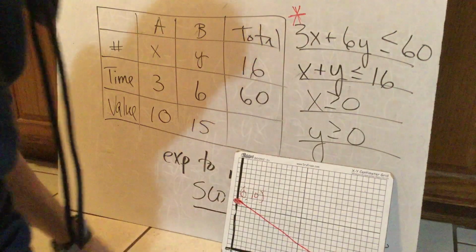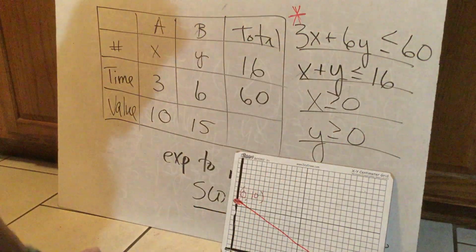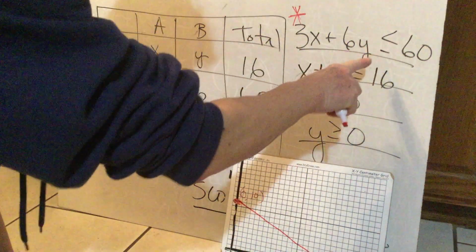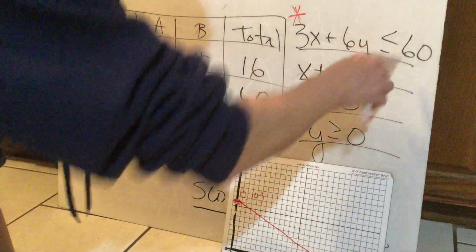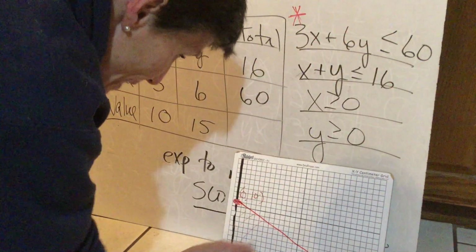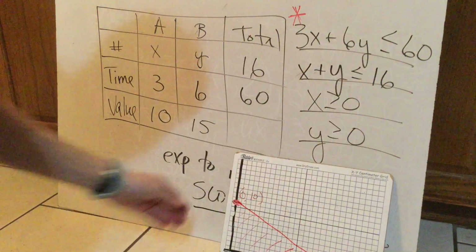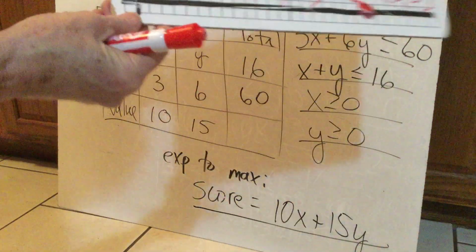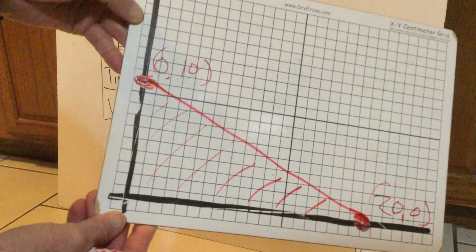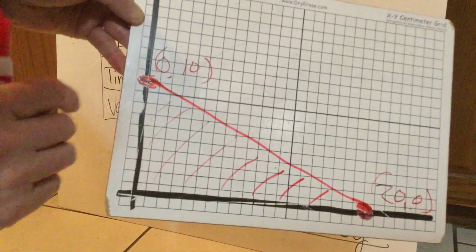Now notice that that is shaded. It's an inequality, so obviously it's shaded. And since it's less than, it's shaded underneath. So far, I am looking at this triangle right here that's shaded in.